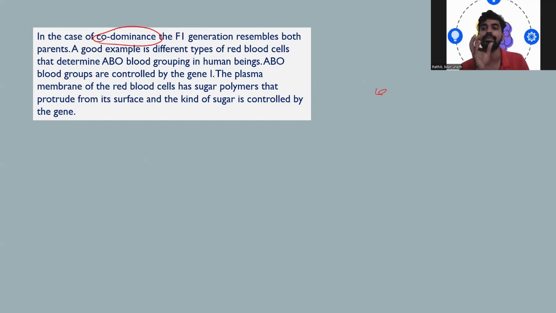One good example that we can take while studying codominance is the RBC, that is red blood cells, which determine the A, B, O blood grouping in human beings. A, B, O blood groups are controlled by gene capital I, or gene I. The plasma membrane of the red blood cells has a sugar polymer that protrudes from its surface, and the kind of sugar is controlled by the gene I.